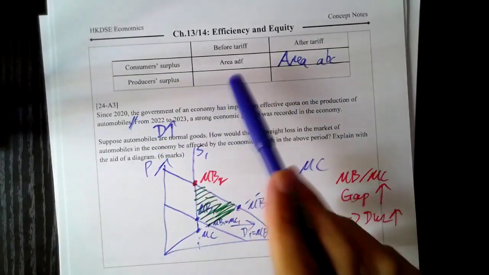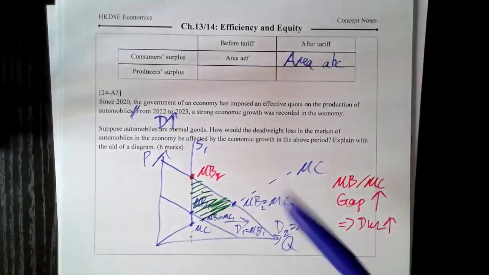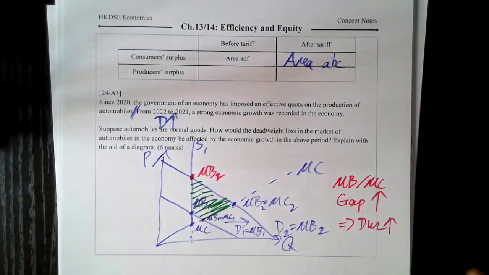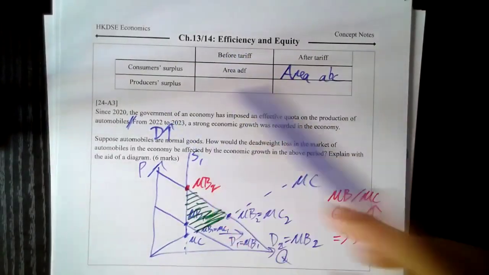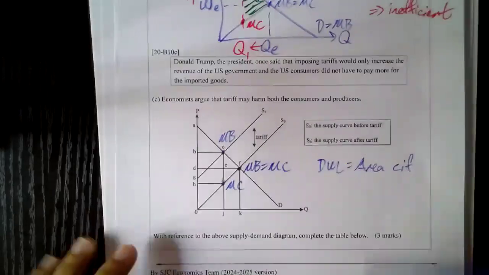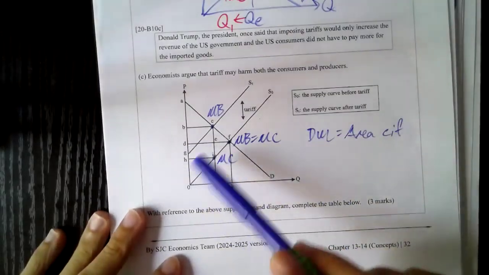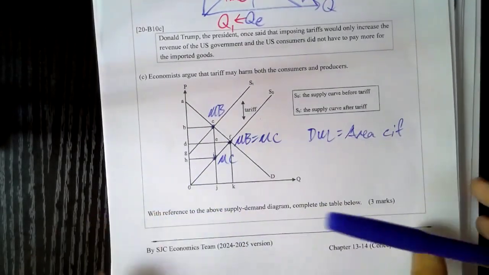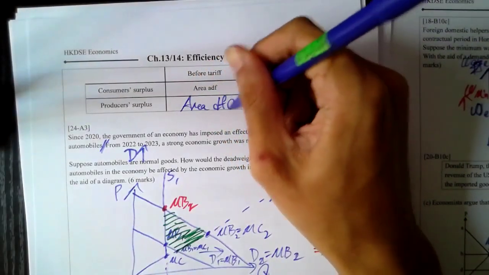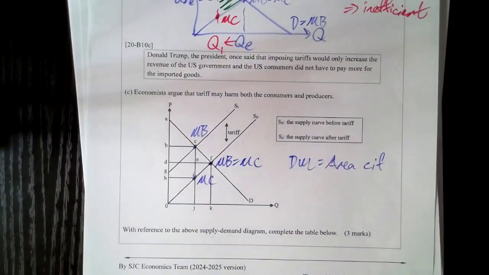But the problem is producer surplus. Producer surplus. Okay? Now, producer surplus before tariff. Okay? Before tariff, where is the producer surplus? It's just here. DF0, right? Of course. Area DF0. Zero. Okay? Now, after the tariff, where is it?